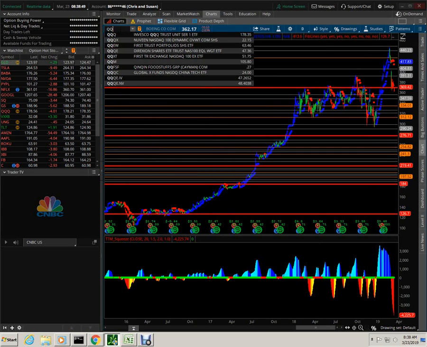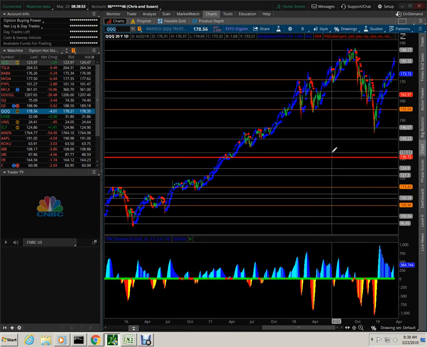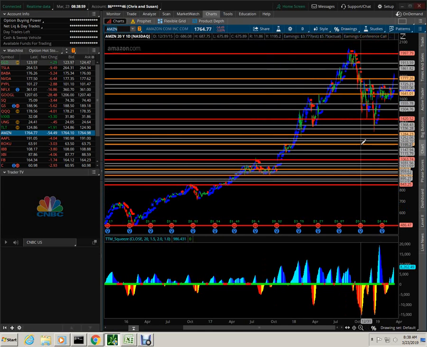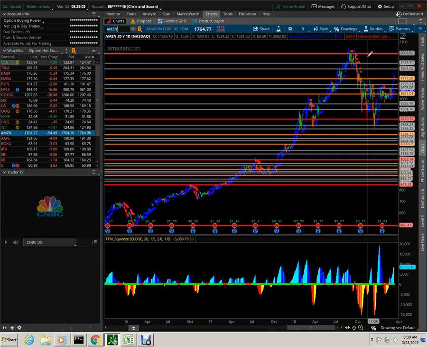QQQ also had a huge rally up here, and it seems like we're going to be drawn back to the top. Amazon, I've been in and out of that one. In recently, probably close to the top. I have a funny feeling Amazon is going to get back to this old high. It's just a question of how long it takes.